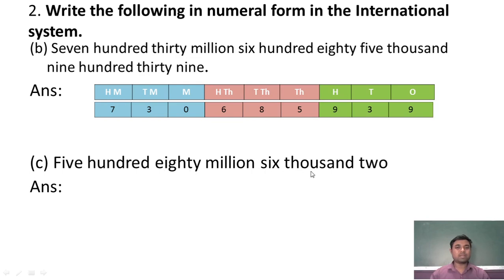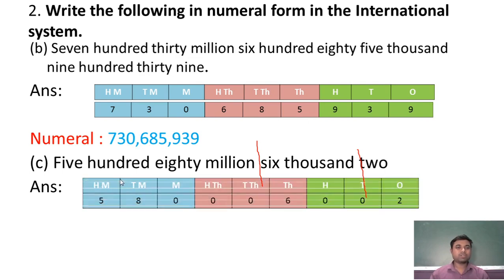Now question number C. 580 million 6,002. In the same way, 580 million 6,002. So here this is the numeral. This is on the table and here you write in this. So just give the commas in the proper place. In this way you have to write 580, then 006, 6,002. So 6,000. Okay, you can do it this way.